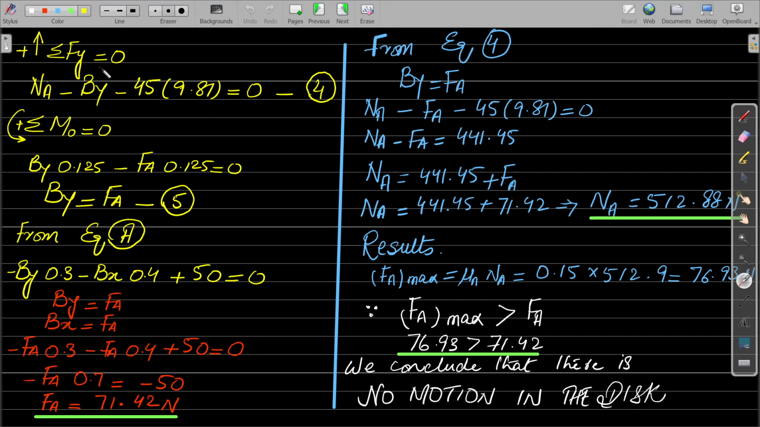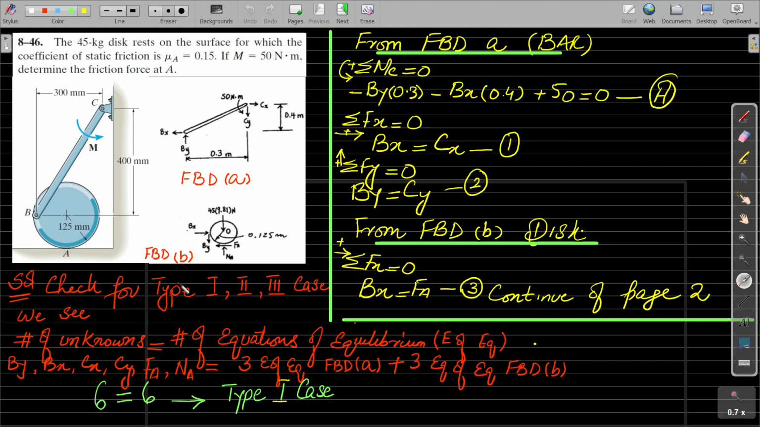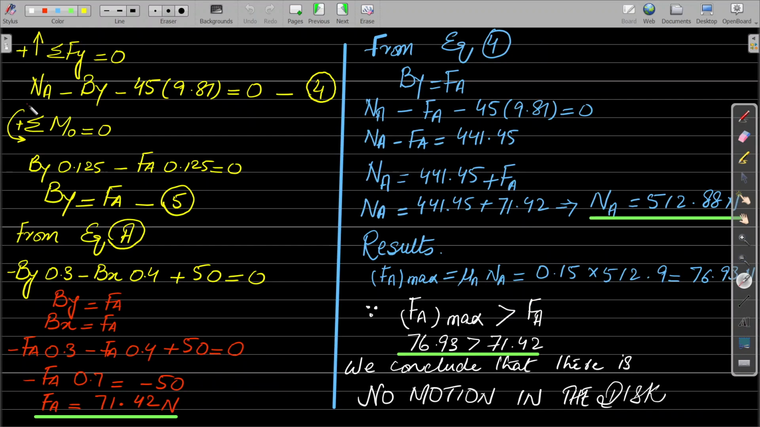Okay, so for the B, we apply sigma Fy equal to 0. When we apply sigma Fy equal to 0 for this problem, we get Na minus By minus 45 into 9.81. Na and By, and this is the weight of the disk. Na is acting towards the positive y, and the weight is acting in the negative y, and the By is also acting in the negative y. So that is why we have positive Na minus By minus 45 into 9.81 equals to 0.